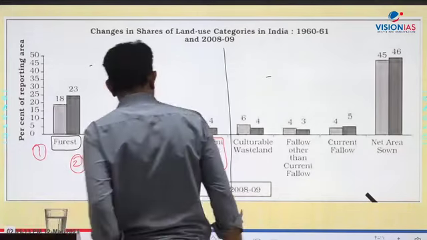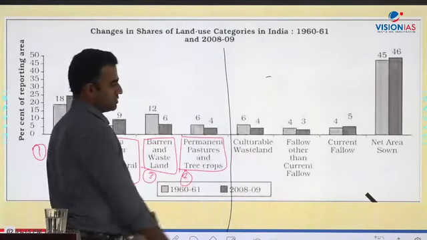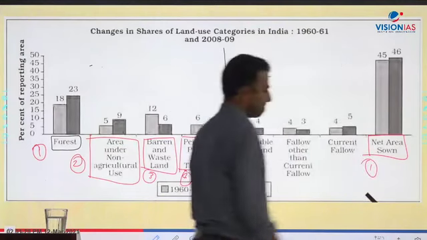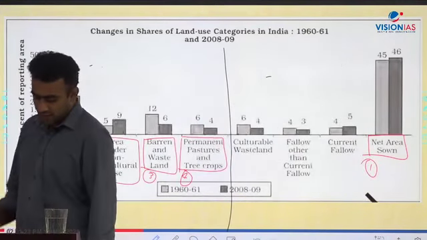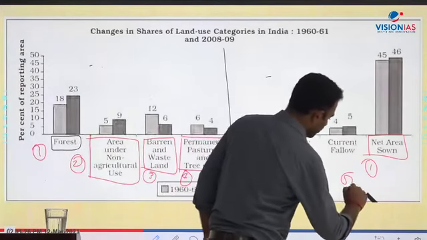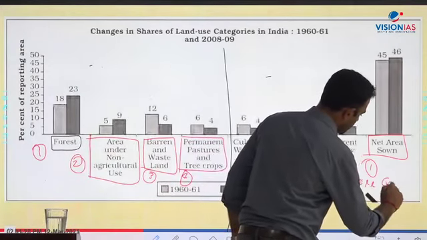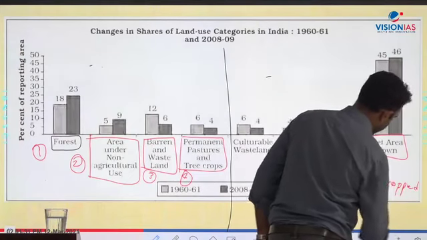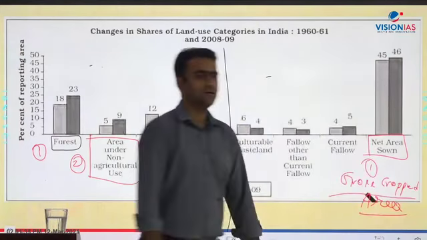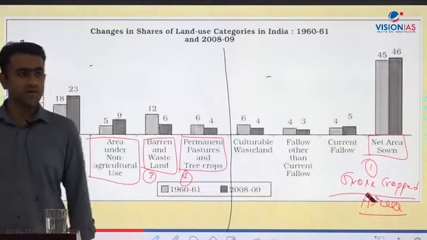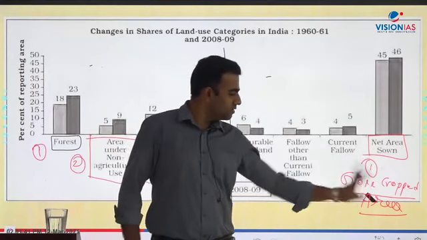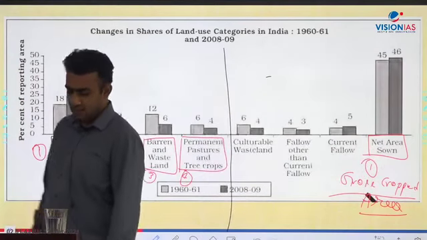So what are the other categories which we say within agricultural use? The first most important one is net sown area. Net sown area. In this context there is another term called gross cropped area. Can somebody tell us the difference between these two? What is the difference between net sown area and gross cropped area? You might have heard about this. Any guesses?